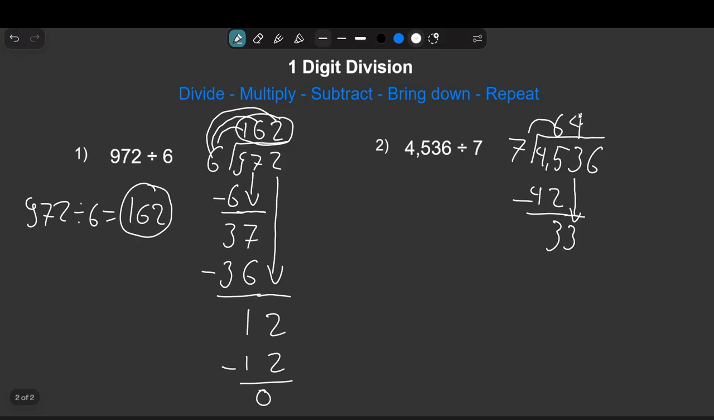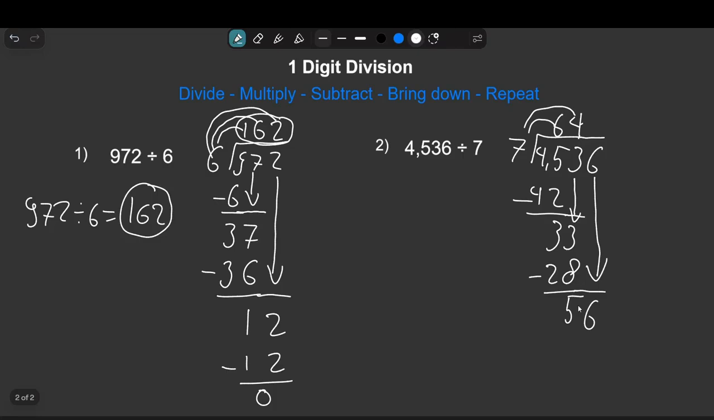So we write our 4 down here. Now what we do is we multiply 4 by 7 and we are left with 28. Now we have to subtract these two. 33 minus 28 equals 5. Now again we bring down this number, we get 56, and we repeat one last time.